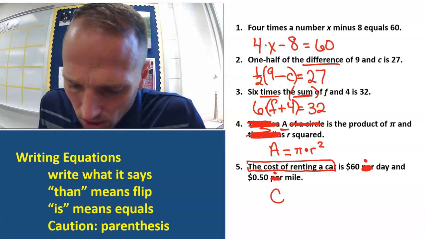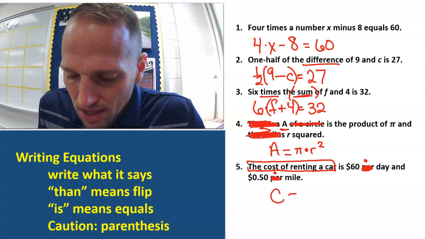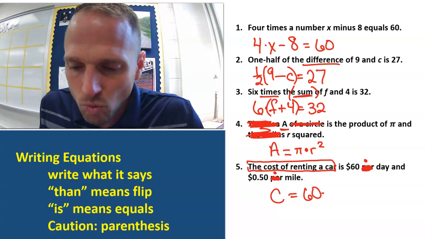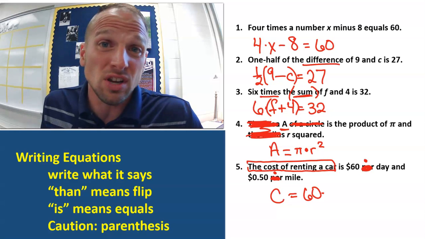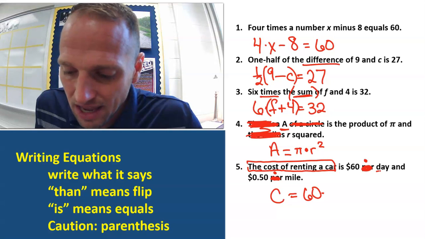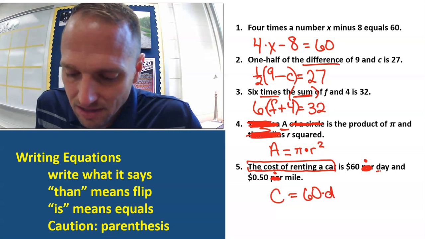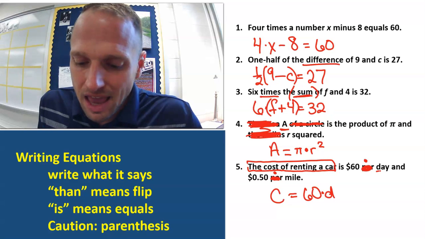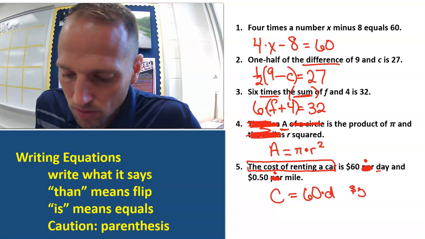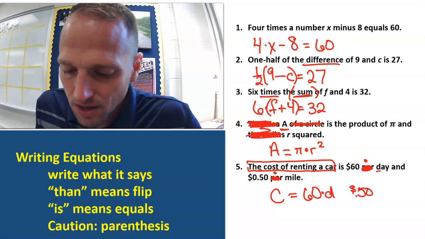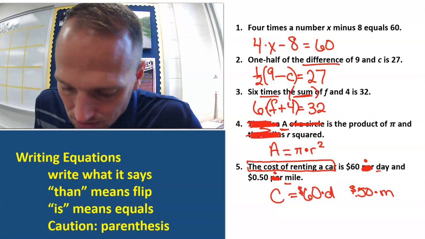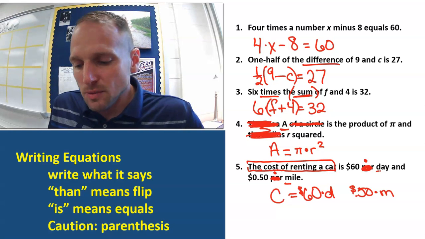So the cost of renting a car is means equals $60 times what? Here's the beauty of per, each, and every. Most of the time it's the very next letter you see. So $60 per day, so I'm just going to say D. So 60D and 50 cents per mile. 0.50 per means times, and for mile I'm just going to use M. So $60 per day plus 50 cents per mile.